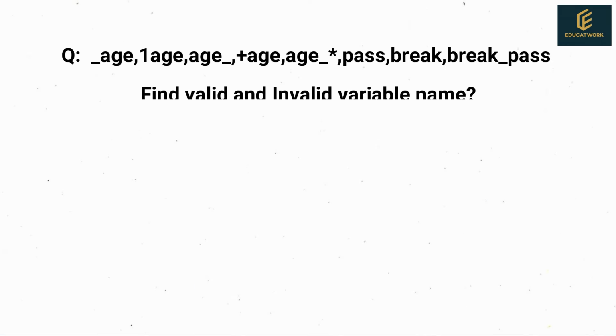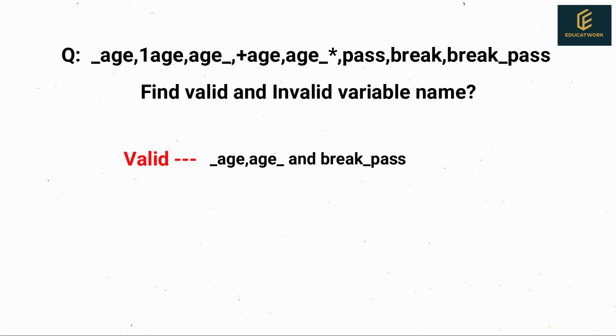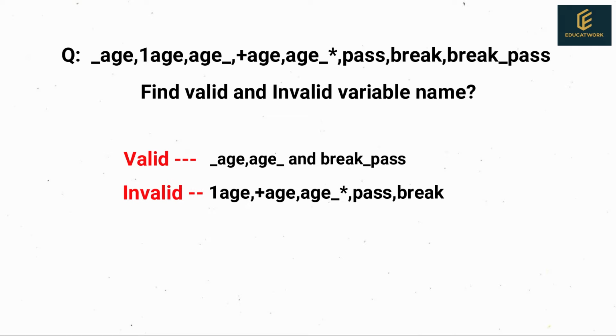Now here's the answer of previous video question. _age, and break pass, are valid variable names. And, age, plus age, pass, break, are invalid variable names. Now let's begin with our video.